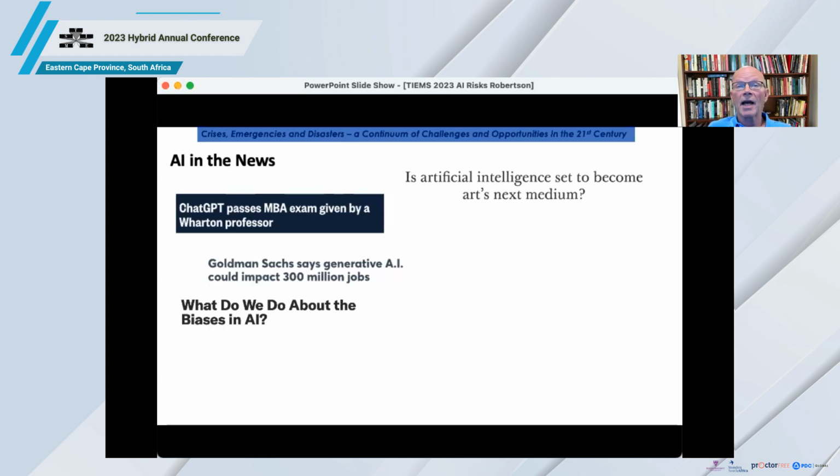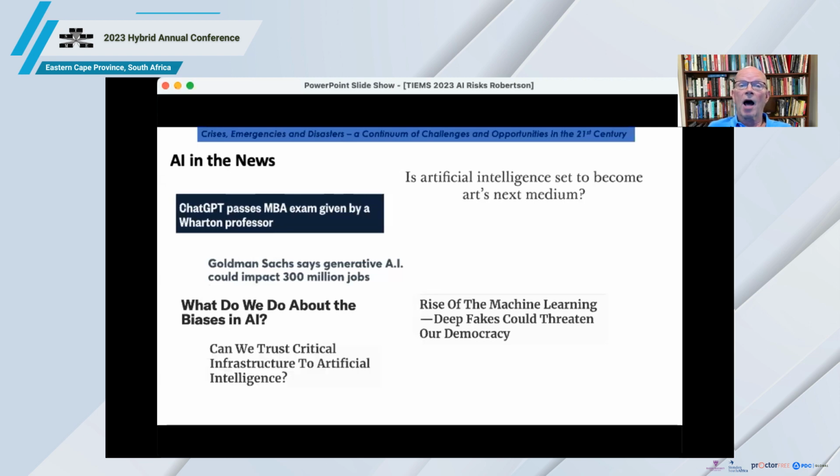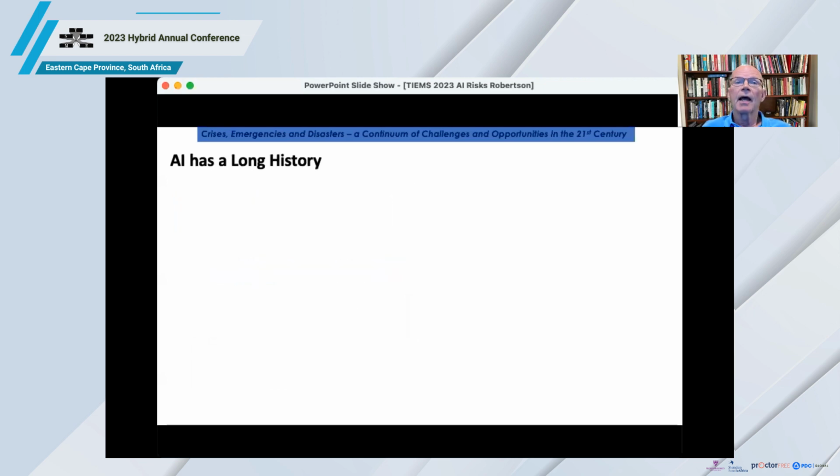What do we do about biases associated with law enforcement and automatic detection, deep fakes threatening our democracy by using influence, and the use of AI in warfare and terrorism?